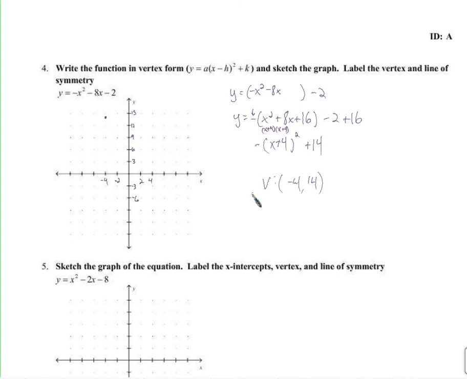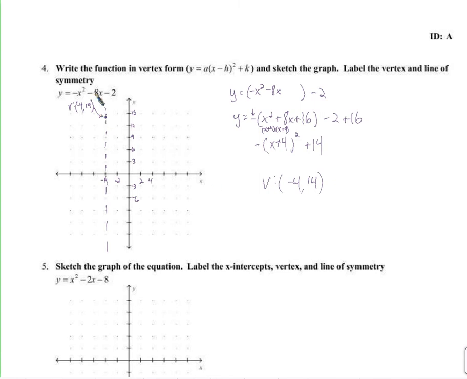Okay. And then I need some more points. No problem there. Let's plug in, how about negative 2? I'm just going to plug negative 2 in there. I found the line of symmetry here. I found the vertex here. The vertex is negative 4, 19. I just need a couple more points. Let's plug in, like I said, let's plug in negative 2. So I could plug it in here. I could plug it in over here.